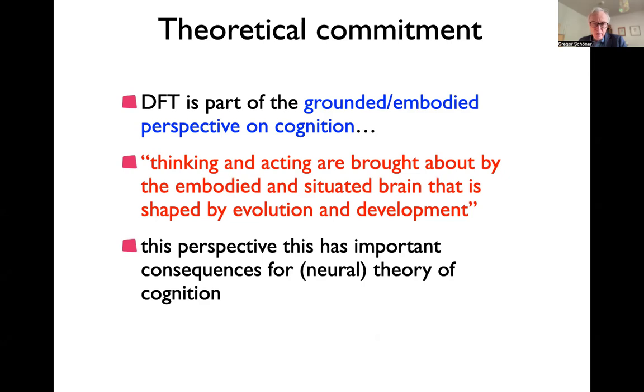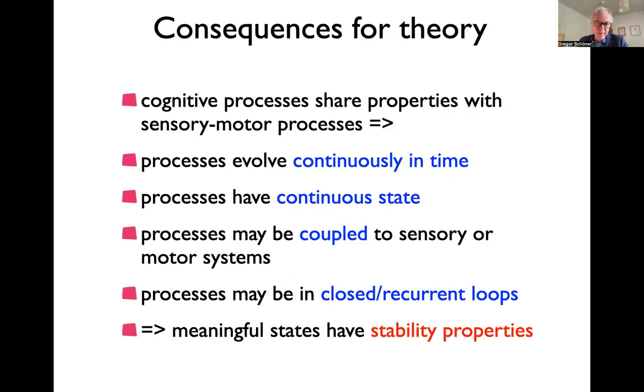perspective has important consequences for a neural theory of cognition, which I'll briefly summarize here. Essentially it is the notion that cognitive processes share properties with sensory motor processes. It's not actually the claim that every time you think, some muscle is twitching. It's really the idea that every time you think, the processes that make that thinking possible share properties with the processes that make sensory motor processes possible, so that there's no real boundary between these two types of processes.